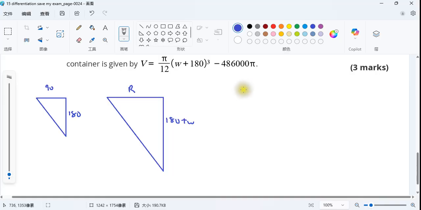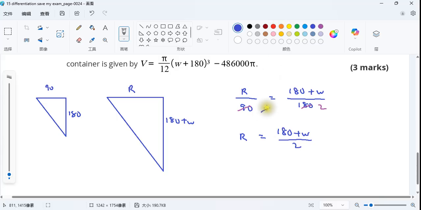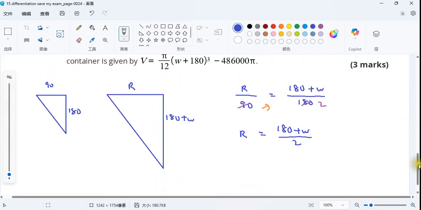So we have r over 90 equals 180 plus w over 180. So r is equal to (180 plus w) over 2, since the 90 and 180 can be cancelled when we move this side. So we have the π r squared.